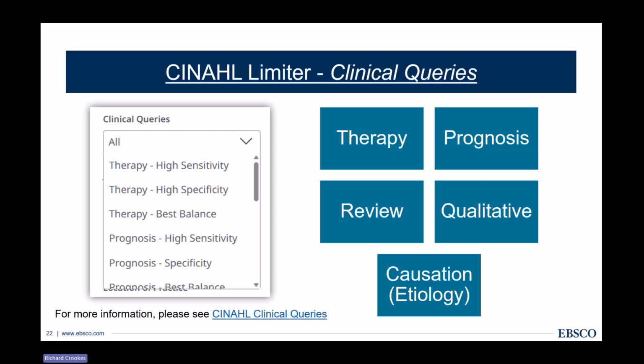High sensitivity means the broadest search. You include all relevant material essentially, but it may include less relevant content. High specificity is more targeted. It includes the most relevant result set, and then you have the best balance between the two.